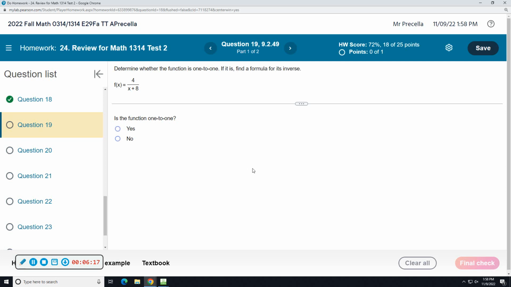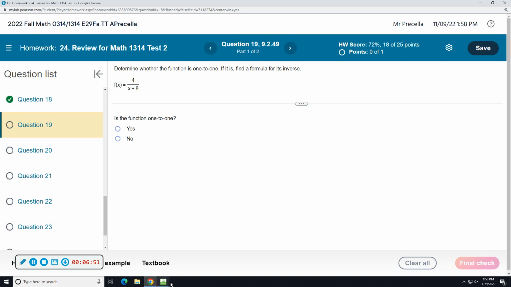Okay, number 19. Determine whether the function is 1 to 1. If it is, find a formula for its inverse. Well, when I look at this, I can tell it's 1 to 1. That means there's not going to be any repeated y values. We made a note when we were looking at these functions. How can we spot if something's 1 to 1? I'll write it right down here.